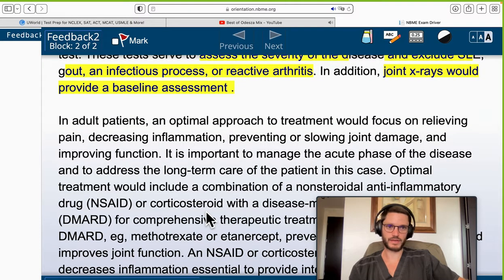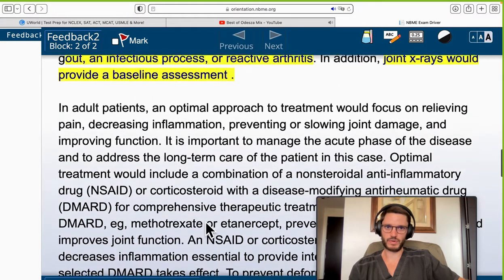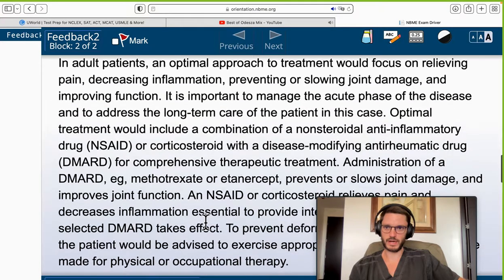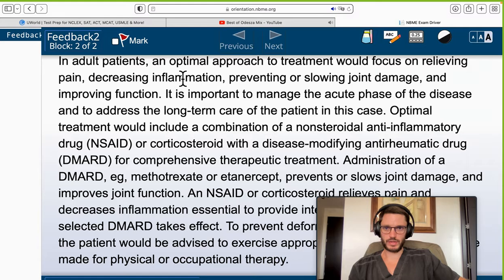I didn't get the x-rays because I thought that the diagnosis was enough and we had to treat it, but maybe I was too simplistic in my approach. In adult patients, optimal approach, it would focus on relieving pain. Okay, we did that. We decreased inflammation, prevented or slowed joint damage. That was with methotrexate, and improving function. Okay, well done. Let's see if we sent the appropriate medications.